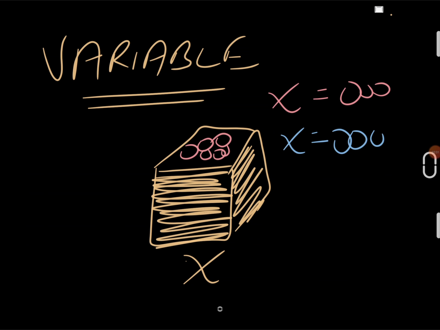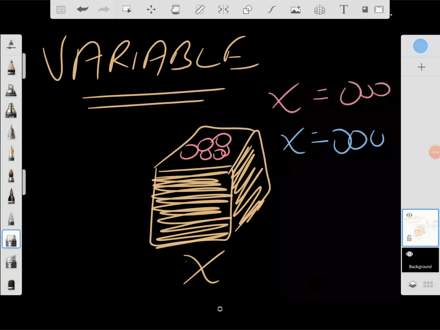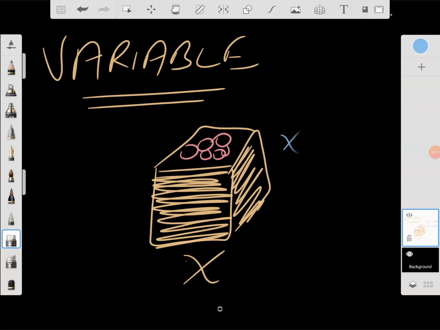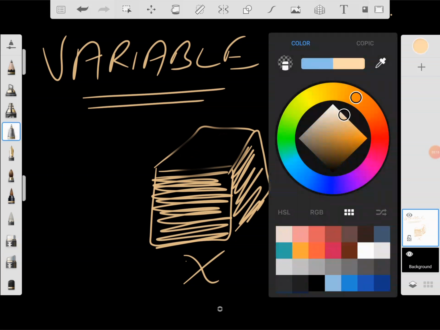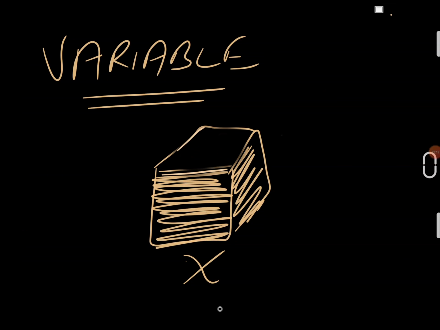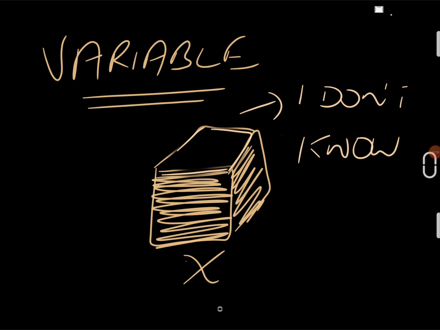But because you do not know, and now I stress on the word, you do not know what it is. For example, suppose you do not know what is inside the box. You just know that there is a box and you do not know what is in that box. What will you do? You just know there is something in the box, but you do not know what it is. So you say, sir, I don't know. So whenever you say I don't know, then that is a closer definition to what a variable is.